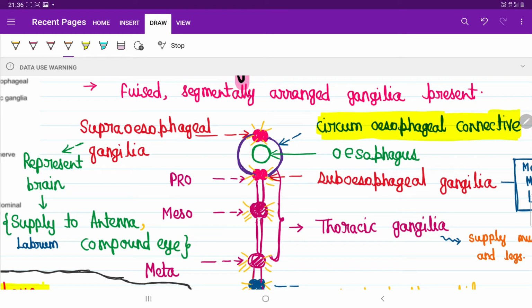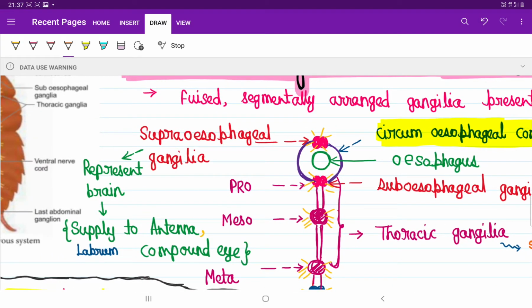Actually, the cockroach body, you all know well, is divided into three parts: head, thorax, and abdomen. In the head region, one ganglion is present that represents the brain. We call it the supraesophageal ganglia. Why? Because this ganglion is present first, and then the esophagus. As it is anterior to the esophagus, we call it the supraesophageal ganglia. It represents the brain, right?